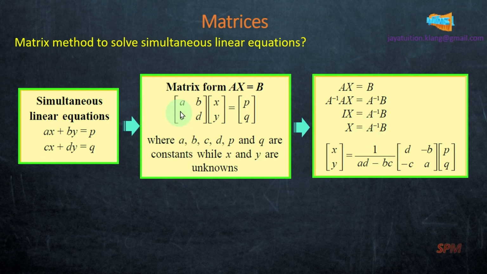A inverse will be equal to: find the determinant value of the matrix A, which is over here, swap a and d and change the signs of b and c. First take the determinant value, then divide each and every element by it and multiply with p and q. That will be the value of x and y. This can be illustrated with an example.